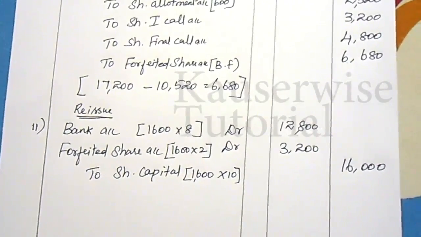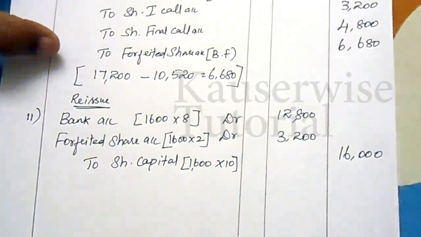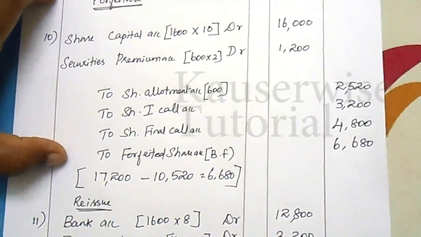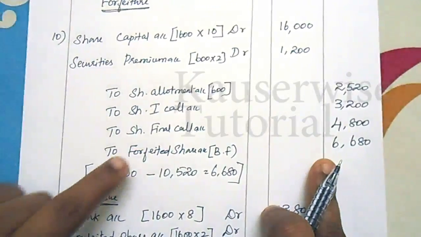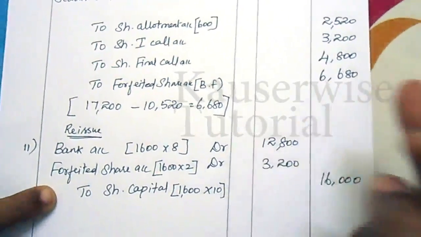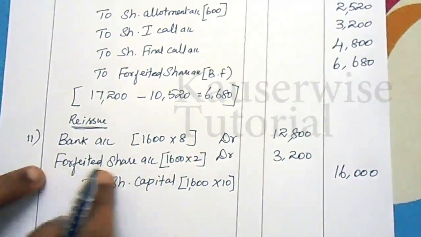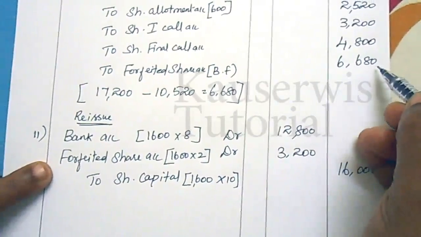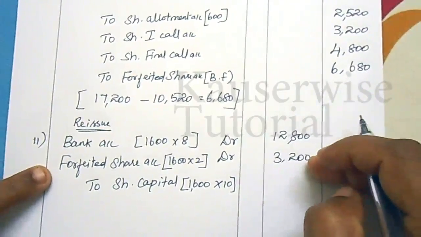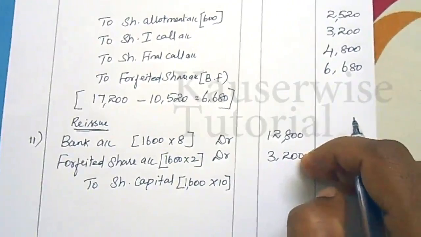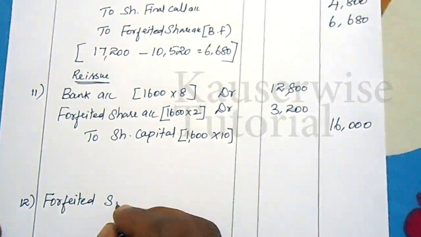Now finally you have to find profit on reissue because we have forfeited 1600 shares from the shareholder. In the previous entry we have got balancing figure under credit side 6680. It's a gain for the company. So forfeited credit side. In the reissue entry, the company reissued at 8 rupees per share and the 2 rupees is a loss for the company. So debited forfeited 3200. Here credit side 6680 and here debit side 3200. Now you have to find out net result, that is profit on reissue. That will be transferred to capital reserve. The last entry is forfeited share account debit to capital reserve.